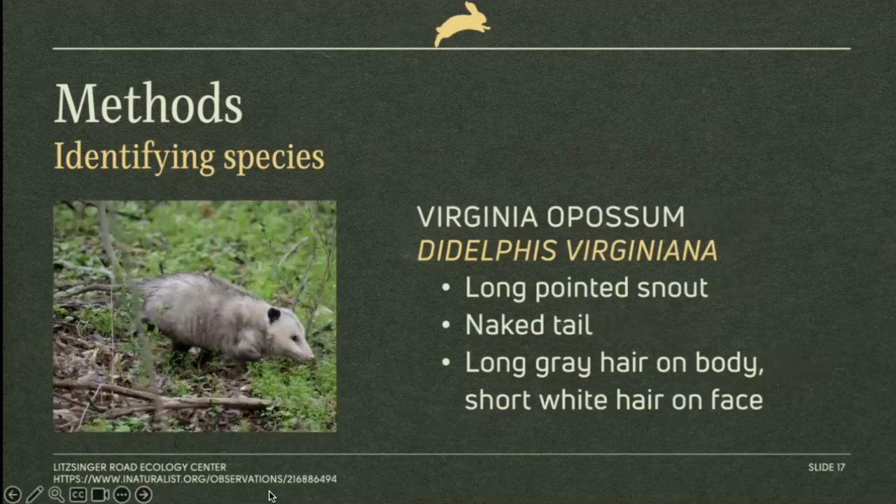Finally, this is the last species that I found using the trail camera, the Virginia possum, and this is Didelphis virginiana. And these are also pretty easy to identify because they have identifying characteristics that can be told from the front or the back, depending on how you're seeing it on the trail camera. But they have the long pointed snout, they have a naked scaly tail, and they have long gray hair on the body with shorter white hair on the face.